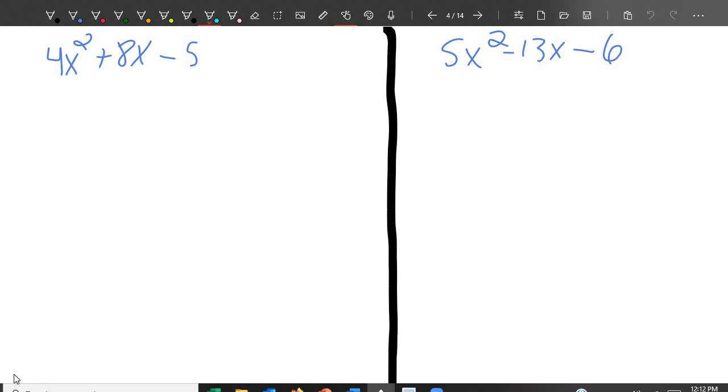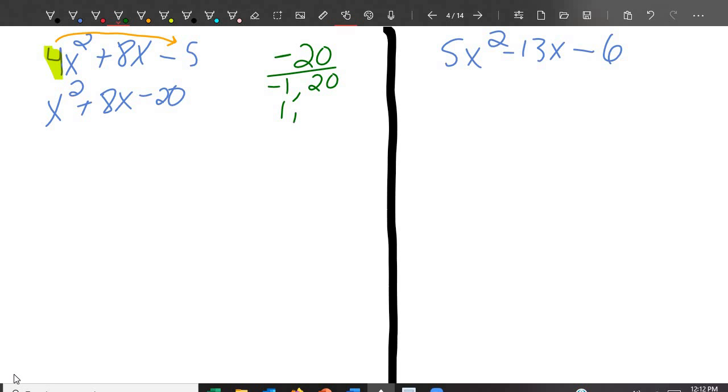Alright, this one, we're going to take the 4 in front, slide it to the end with the negative 5, multiply those two numbers together, and we'll get this. Now we're going to come over here to the side, and that's a negative 20, so we're going to list all the factors of negative 20. Remember, one's positive and one's negative.